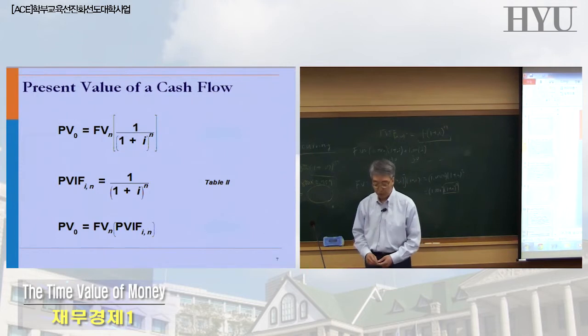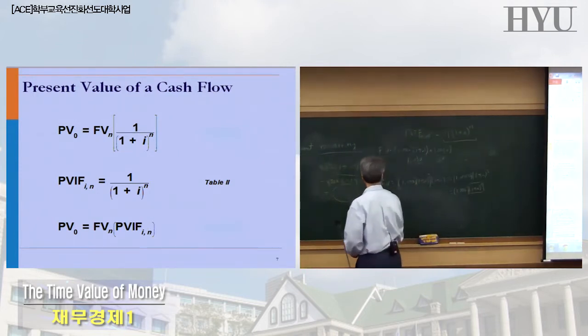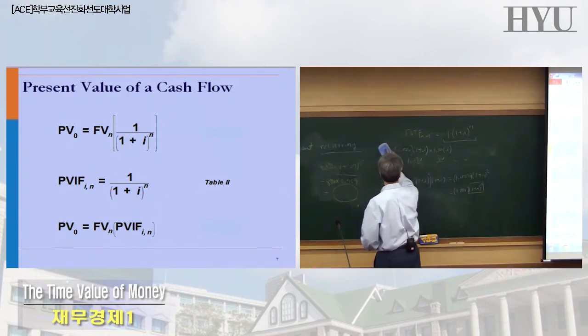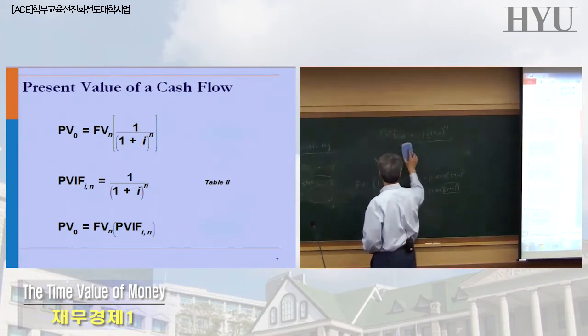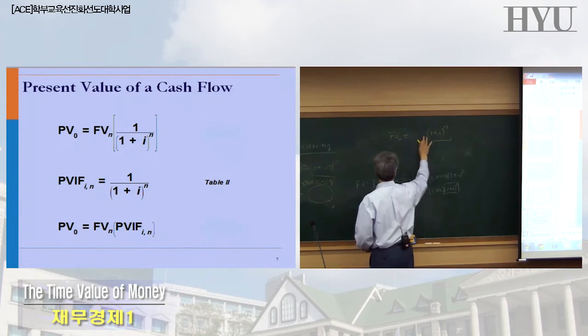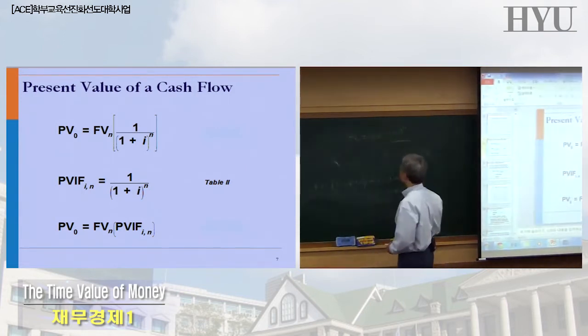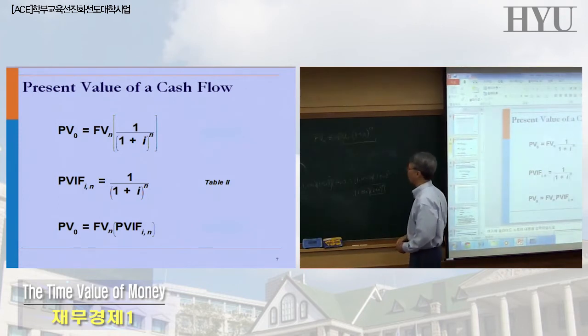So that's the future value. Based on the formula we have here, future value equals present value times (1 plus I) to the power of n.